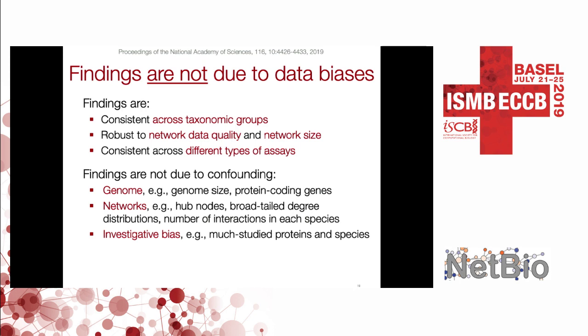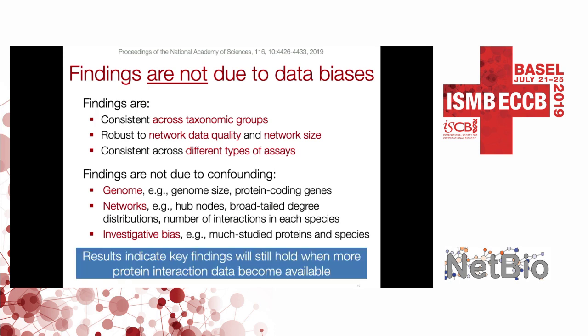So we find that our key findings are not due to data biases and cannot be explained by a number of possible confounders. Furthermore, they are consistent across taxonomic groups and robust to network data quality, network size, and the kind of biological assays that are used to generate the data, which indicates that the key findings will still hold when more protein interaction data become available.